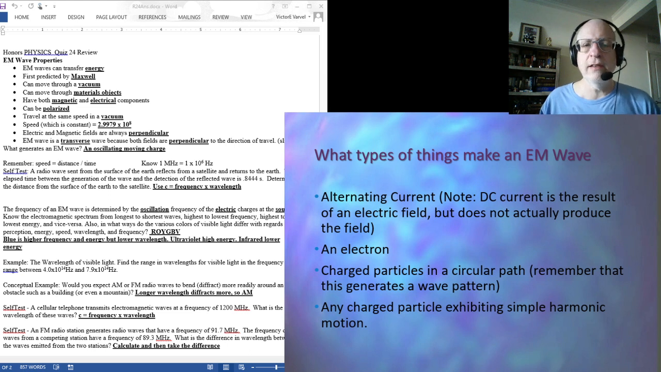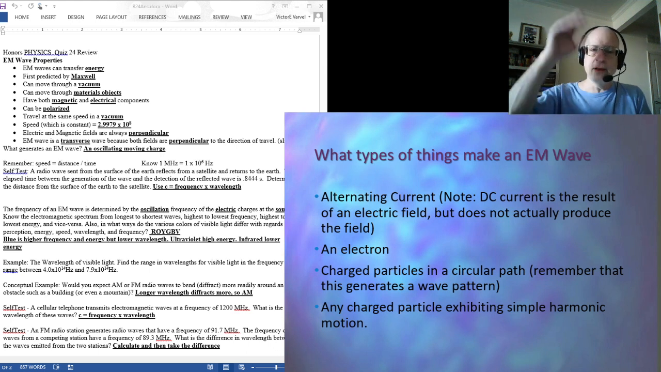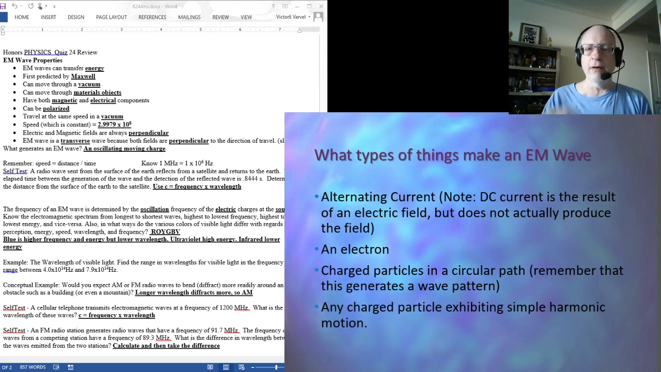Because DC current is the result of an electric field, but it doesn't actually produce that field. So in a DC current, we have a difference in potentials, and that causes the flow of electrons in one direction. The electric field tells you what direction the electrons are going to flow, and that exerts the force upon those particles, because an electrically charged particle in an electric field will experience a force, and it's that force that makes the particles move in a DC current.